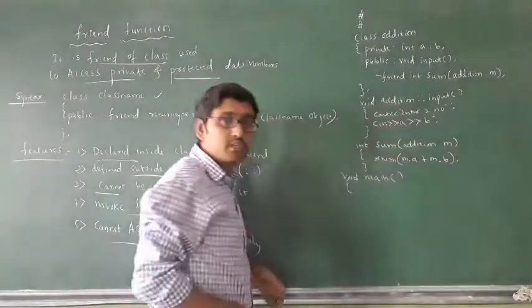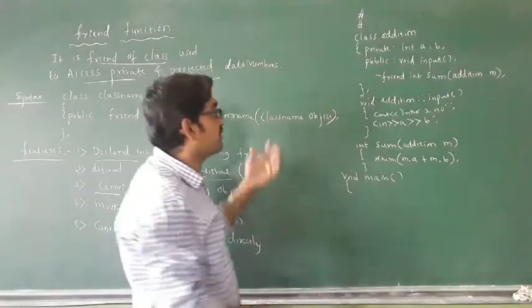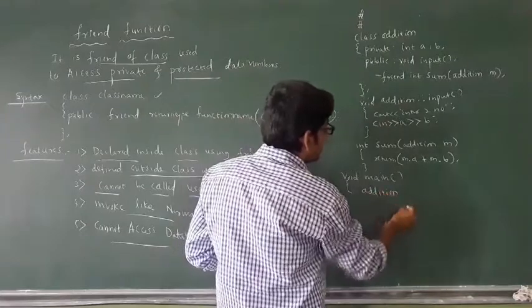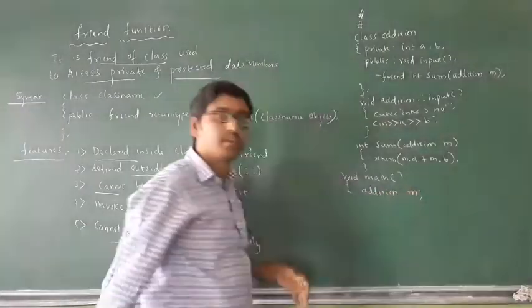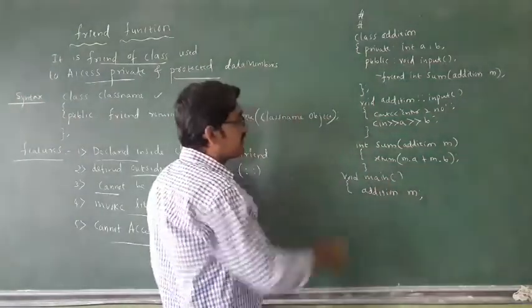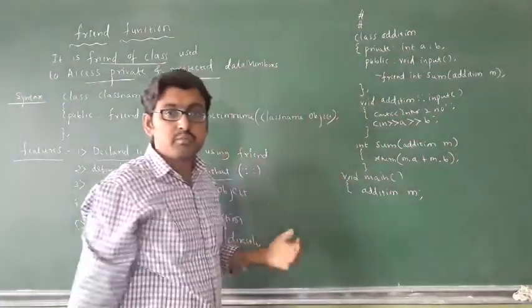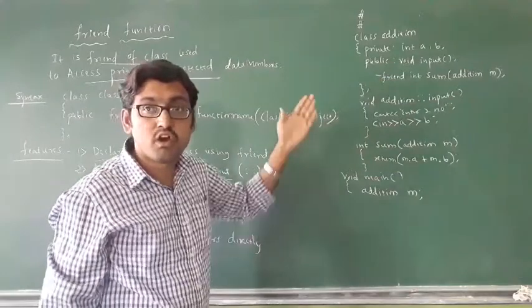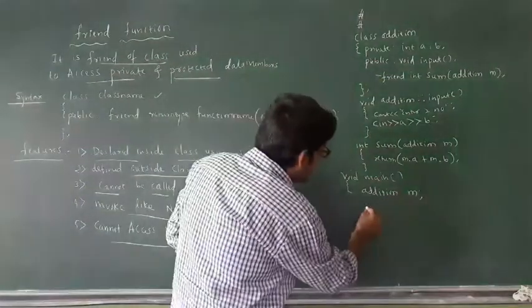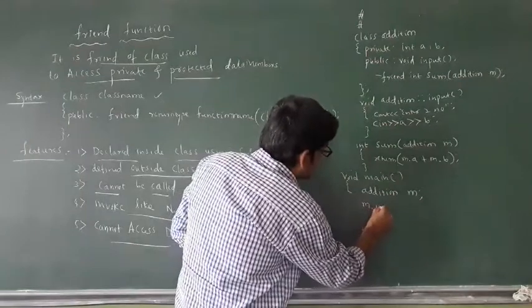How to create an object? You know how to create an object by using the class name. I am writing the object name m, then you can write cl or scr. Then how to access? By using the object. Whichever object you have, m dot input first.